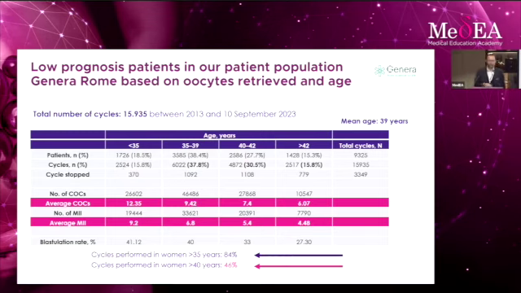But what I want to show you is the competence of the oocyte. Look at the blastulation rate. When we increase the age, we will of course have a lower blastulation rate. And this is a very simple indicator to assess that, of course, the competence of the oocyte in poor prognosis patients will be much lower.